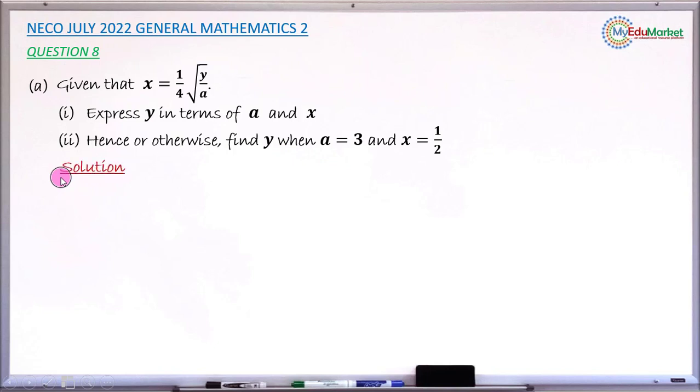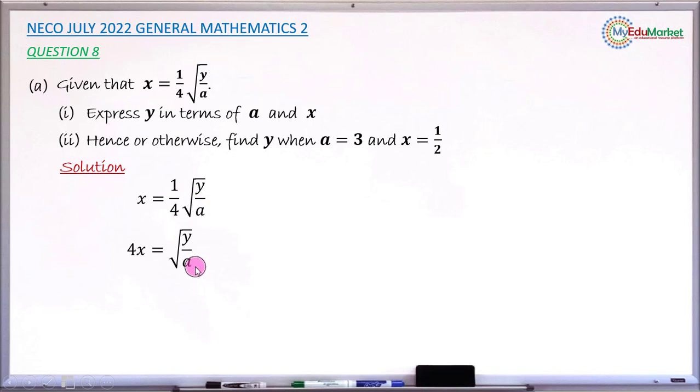Solution to this problem. What you do first is copy the given formula, that is x equals 1 over 4 multiplied by the square root of y divided by a. So in an attempt to make y the subject of the formula, you need to clear this 1 over 4 from the right hand side. To clear this 1 over 4, you multiply both sides by 4. When you multiply both sides by 4, you are going to have 4x on the left equals the root of y over a. The 4 that you multiply by on the right cancels this 4 below, so you have 1 times the square root.